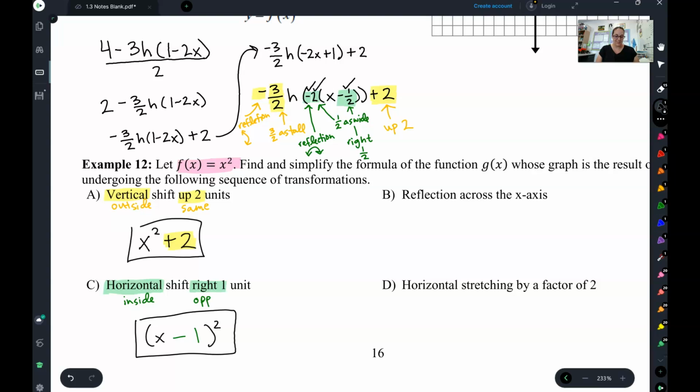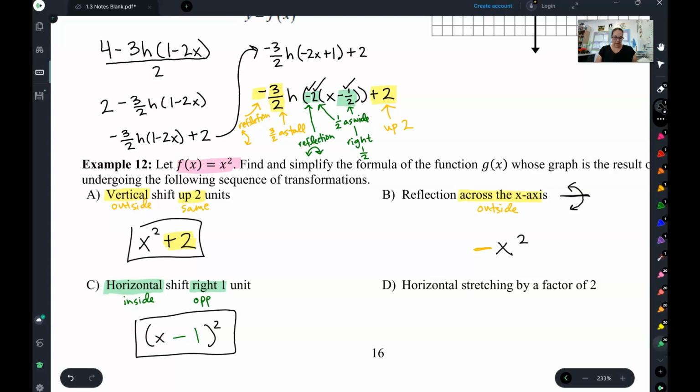Reflection across the x-axis. I always have to visualize this. Here's my x-axis. I want to reflect across the x-axis. So that means this is an up and down reflection. So this is an outside reflection because it's up and down. So that means I have my x squared, and then I want to put a negative for a reflection outside. That reflects it up and down.